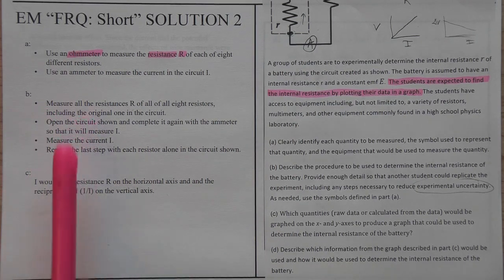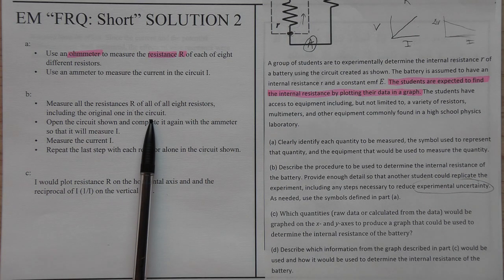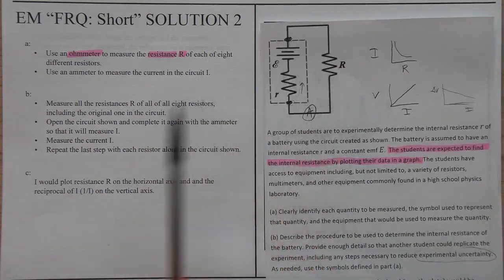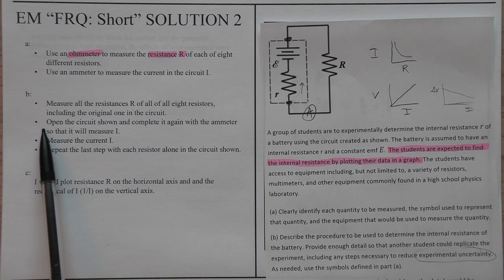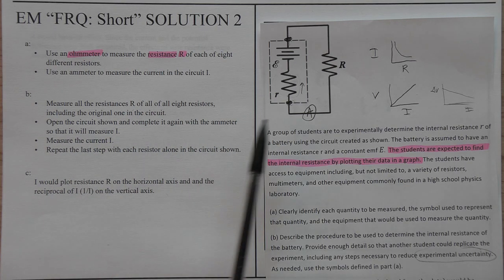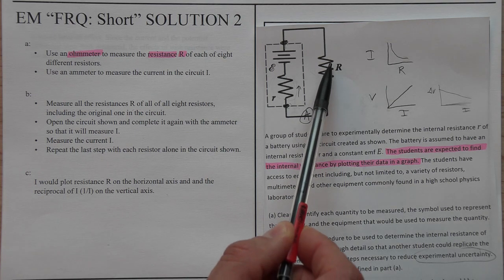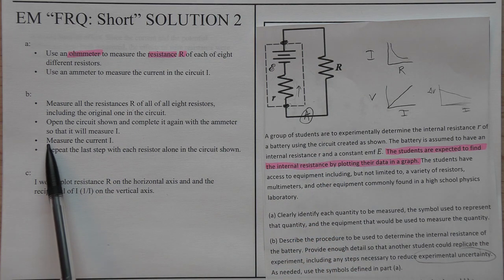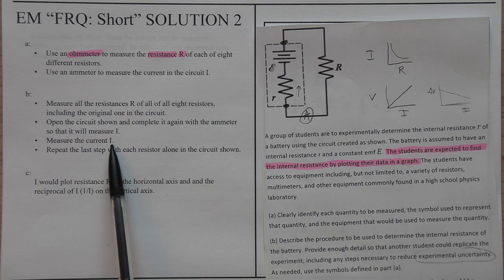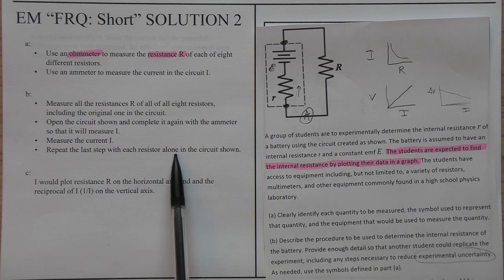Part B is the procedure. So I measure all the resistances R of all the 8 resistors, including the original one in the circuit. So I measure all these R's, and I have 8 different R's. Open the circuit shown and complete it again with the ammeter so that it will measure I. Measure the current I, and then repeat the last step with each resistor alone in the circuit shown, measuring the current I each time.